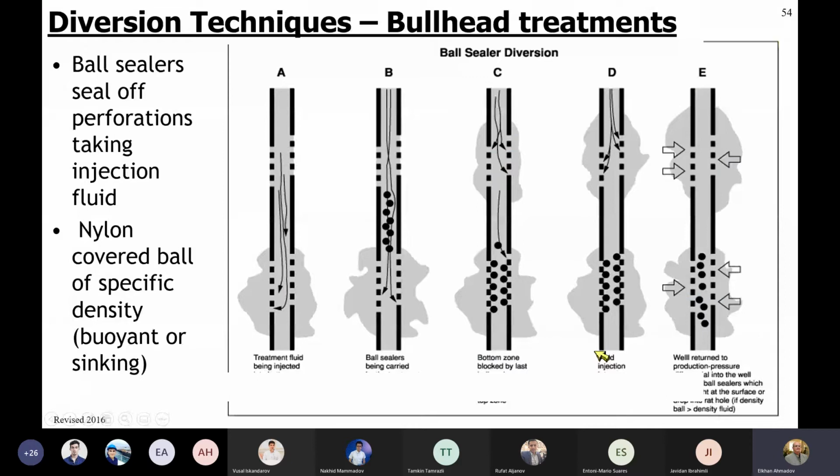Okay, here is how this ball sealer works. First we clean this zone and then inject ball sealers to block this zone to allow the acid on the next stage to enter the next zone and clean the next zone, and then back produce with the ball sealers back to the surface.